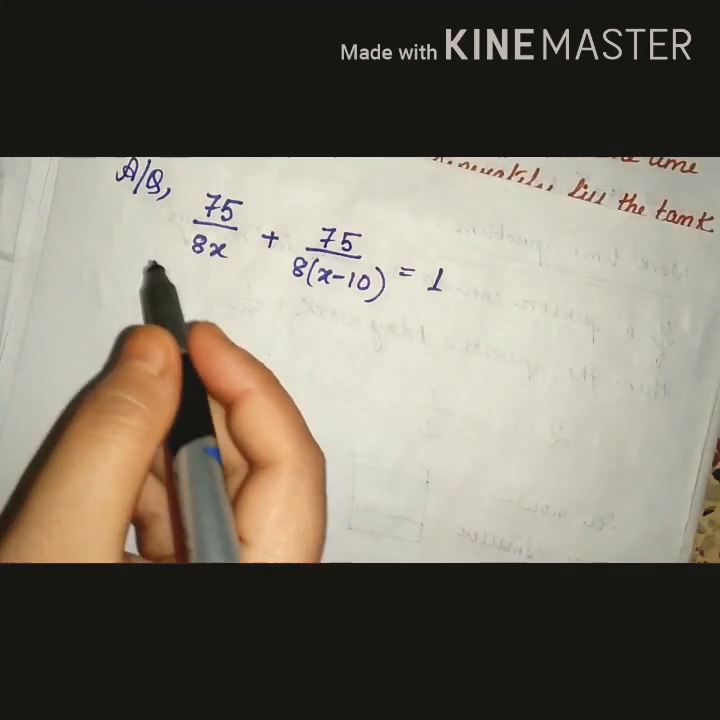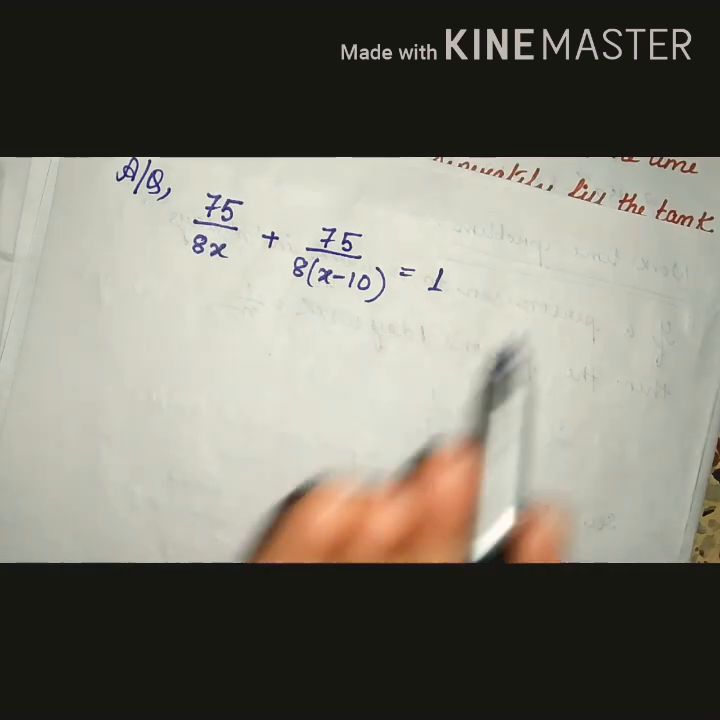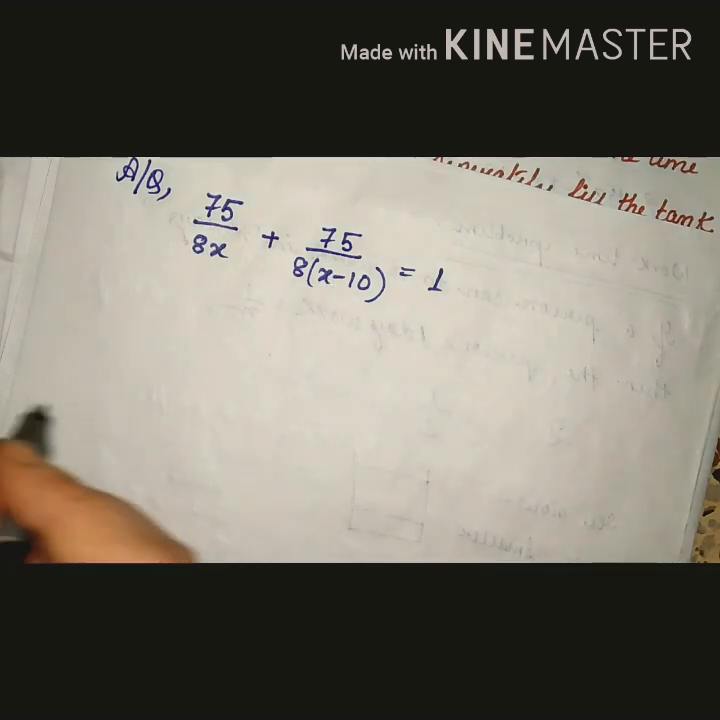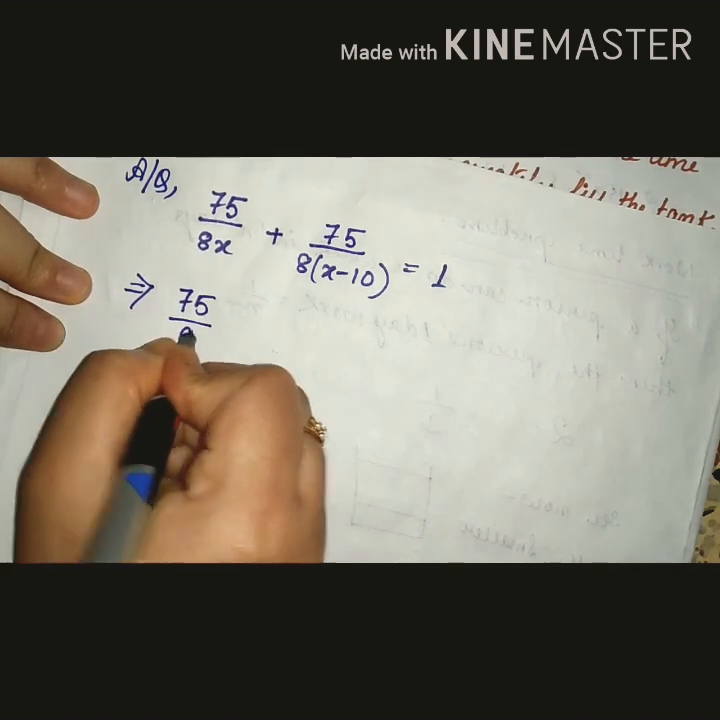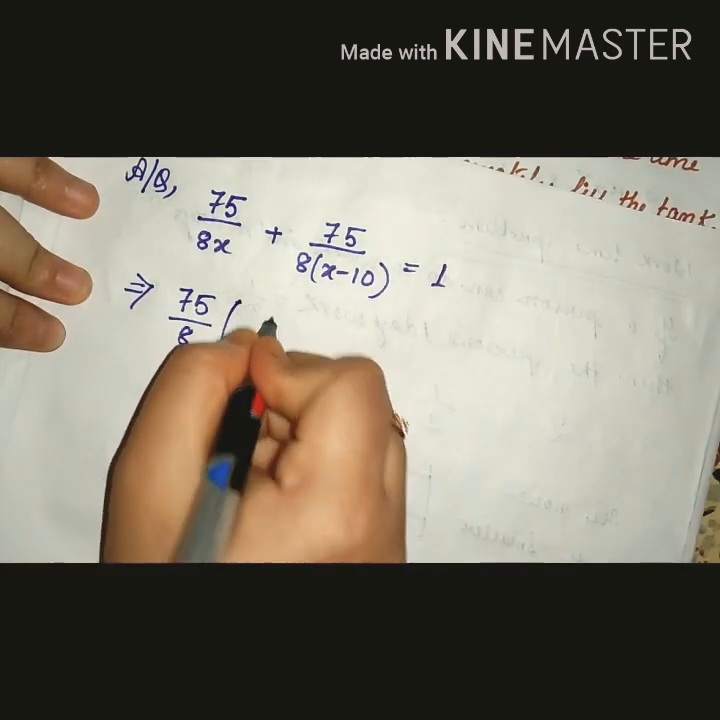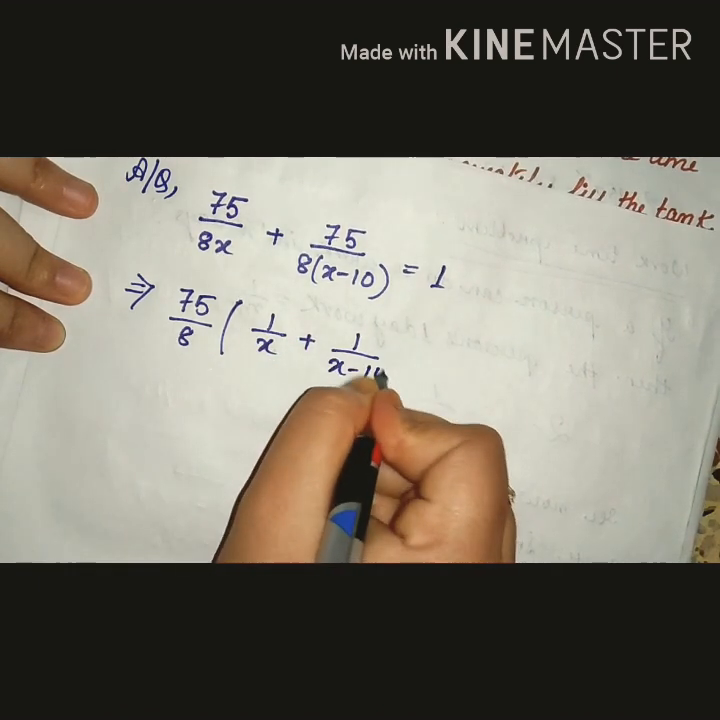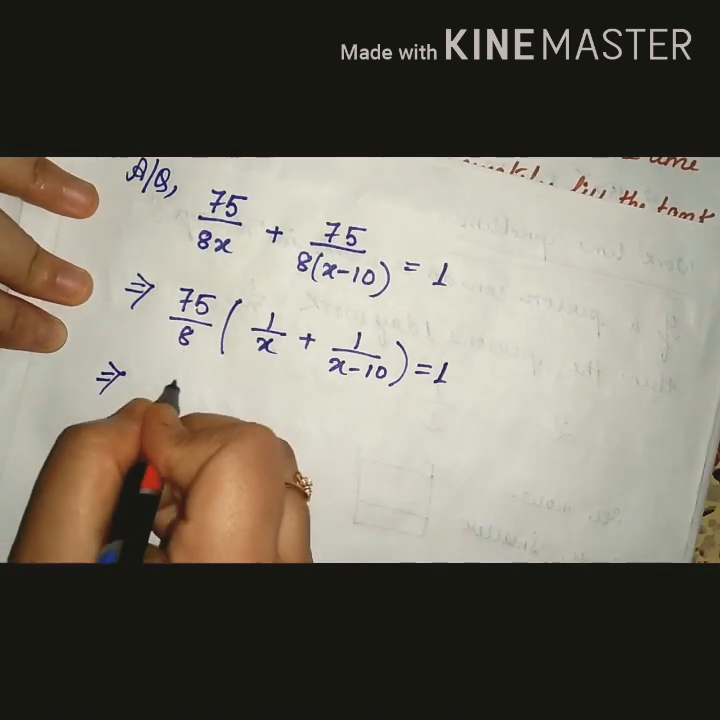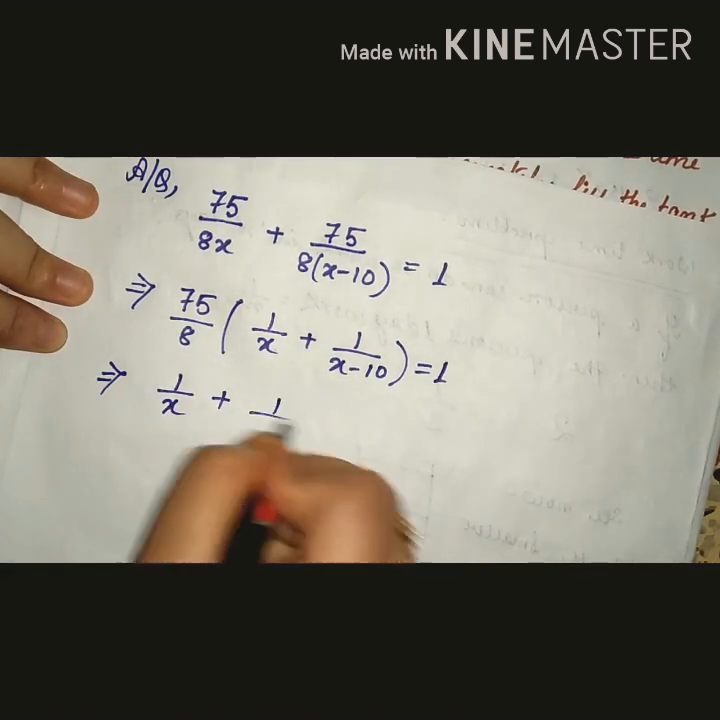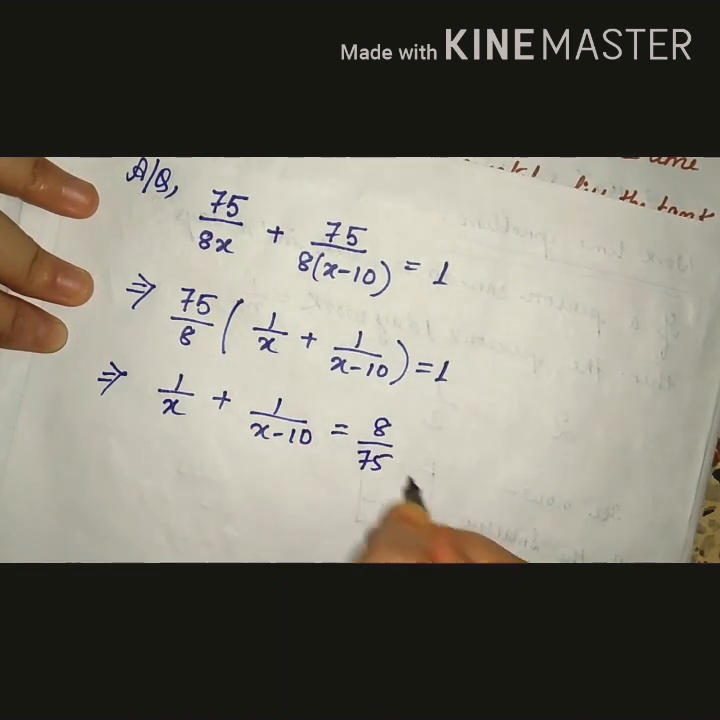So, therefore, our equation will be this plus this together it completes the whole tank, which is 1. Now, we will solve this. Let us take 75 by 8 as common. You will get inside 1 by x plus 1 by x minus 10 equal to 1. Now, take this to that side: 1 by x plus 1 by x minus 10 equal to 8 by 75.